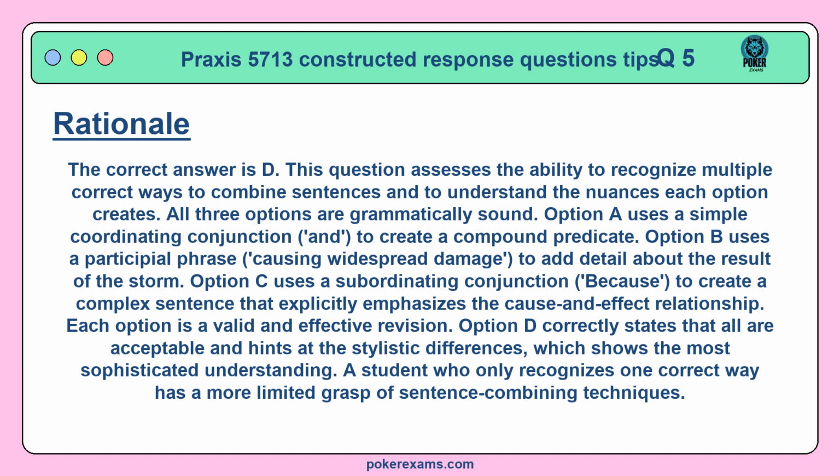Option A uses a simple coordinating conjunction, and, to create a compound predicate. Option B uses a participial phrase, causing widespread damage, to add detail about the result of the storm. Option C uses a subordinating conjunction, because, to create a complex sentence that explicitly emphasizes the cause and effect relationship. Each option is a valid and effective revision. Option D correctly states that all are acceptable and hints at the stylistic differences, which shows the most sophisticated understanding. A student who only recognizes one correct way has a more limited grasp of sentence combining techniques.